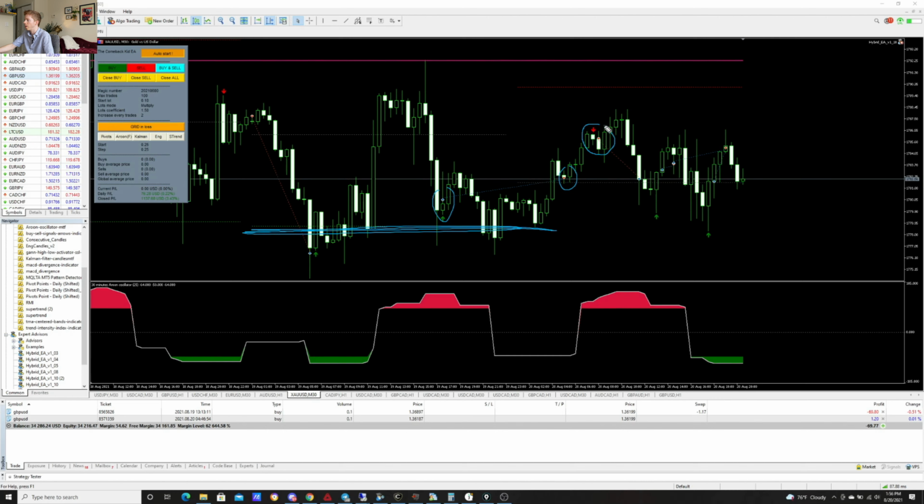Entered another position after this candle formation pattern here, and was able to come out with some profit on that. And a few more positions on the buy side closed out for another profit.